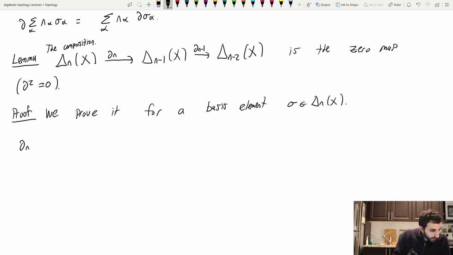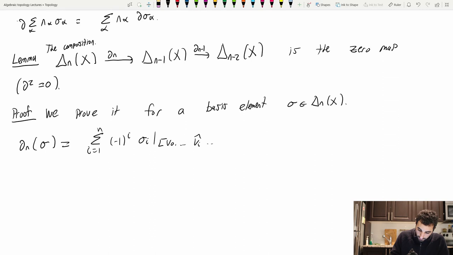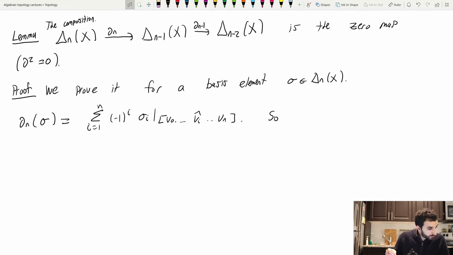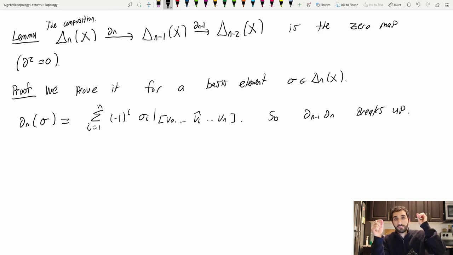Now, the boundary of sigma, an n-dimensional simplex, is the summation as I goes from 0 to n of minus 1 to the I times sigma restricted to V0 up to VI hat up to VN. That was our definition before. So the composition, boundary n minus 1 after boundary n, breaks up. What I'm going to do is take the boundary of this sum here, and it's just going to be the boundary of each piece. And so what I need to do is chop out another VJ. And there's two cases here.